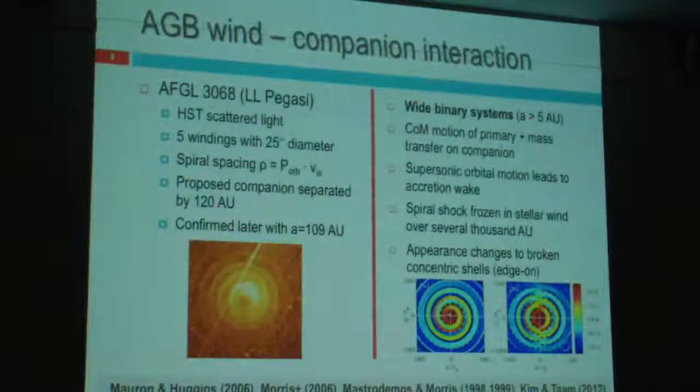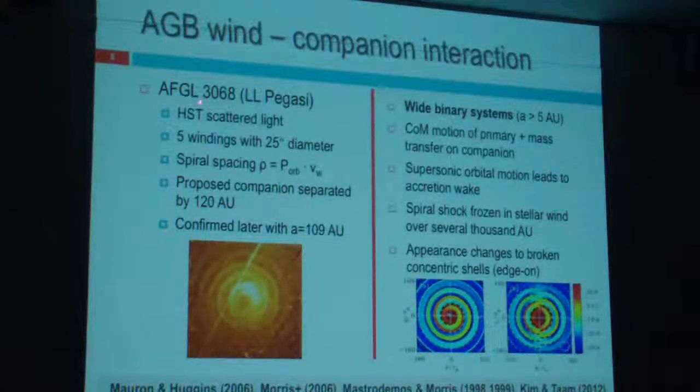The last very prominent example is the interaction of the wind with the companion. And I'm talking here only of wide binary systems. What happens here is that the primary moves around the center of mass, and there's a mass transfer to the companion, and this creates a supersonic orbital motion, and the remaining AGB wind then pushes out this accretion wake, and we have a spiral. I think Young Kim and Shazrin Mohamed will talk about this extensively tomorrow, so I'll make it short.